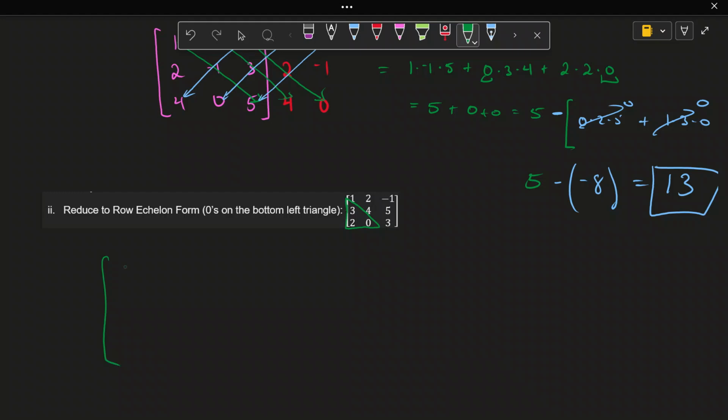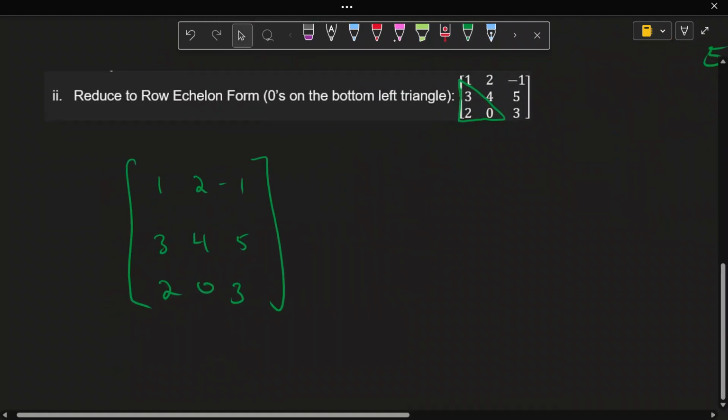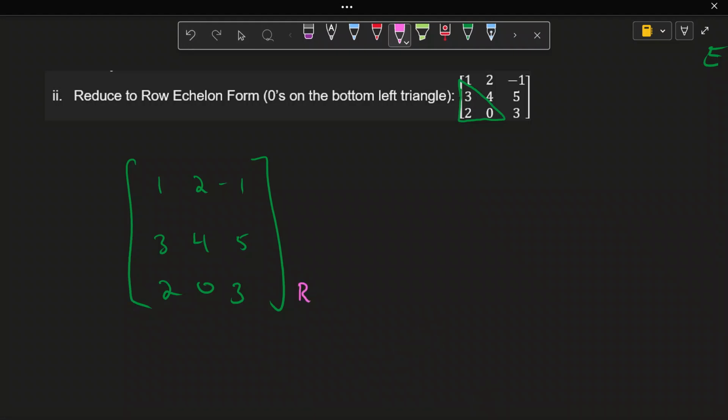Well, first, I'm going to rewrite this a little bigger. And now I want to get this number to be 0. How can I do that? Well, I can say R3, which is row 3, is equal to row 3 minus 2 row 1, because R3, which is 2, minus 2 times 1 is 2, and 2 minus 2 is 0.